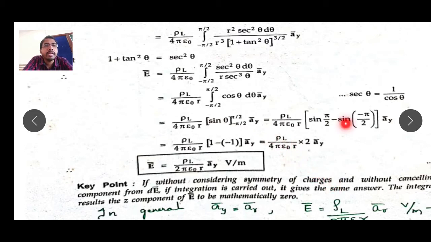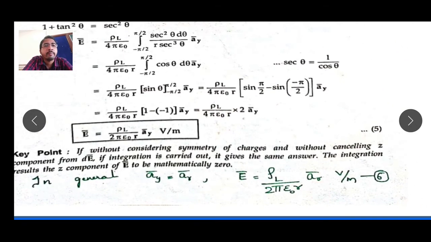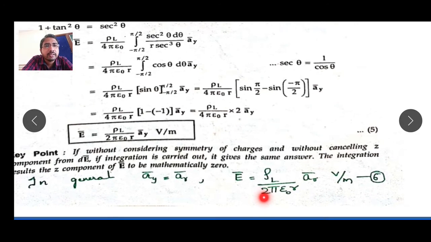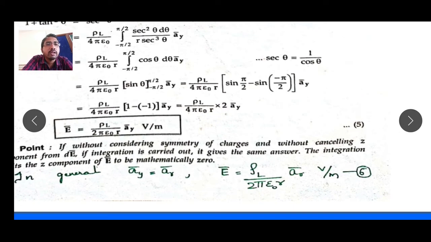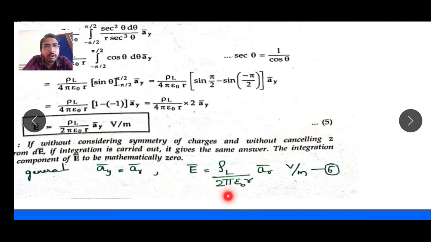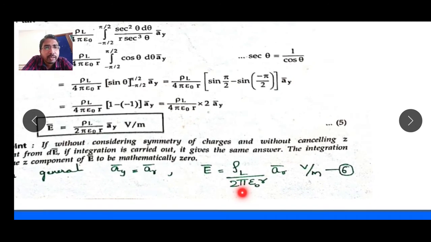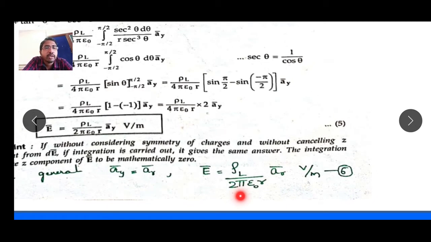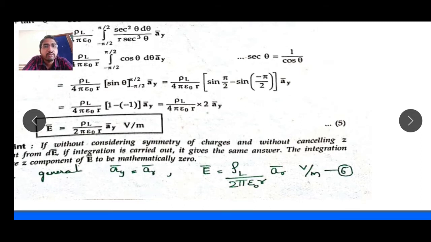In general, in place of AY, you can take AR. So what is the electric field intensity due to an infinite line charge? E bar is equal to rho L by 2 pi epsilon naught R AR bar volts per meter. This formula we should remember, which is very important for bits. The electric field intensity due to an infinite line charge is E bar equal to rho L by 2 pi epsilon naught R AR bar volts per meter.